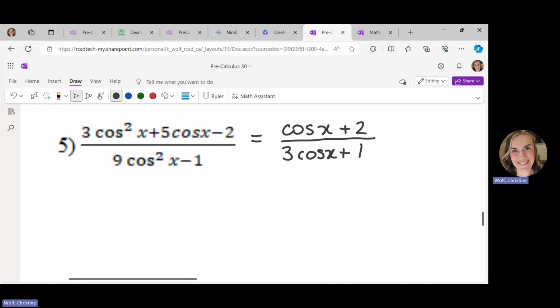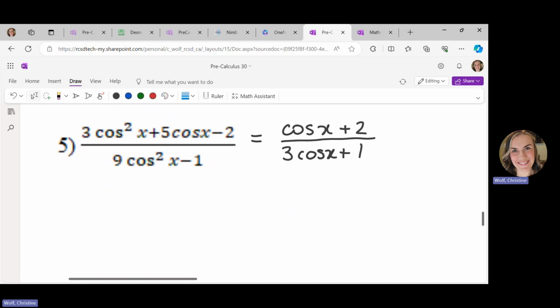Now, if you look up top there, you have a trinomial in standard form, ax squared plus bx plus c. And we know how to factor trinomials. Also, in the denominator, you have a difference of squares. So we're going to factor both the top and the bottom. We're going to cross off any brackets if we can. Then we'll reassess if we need to sub anything in or out.